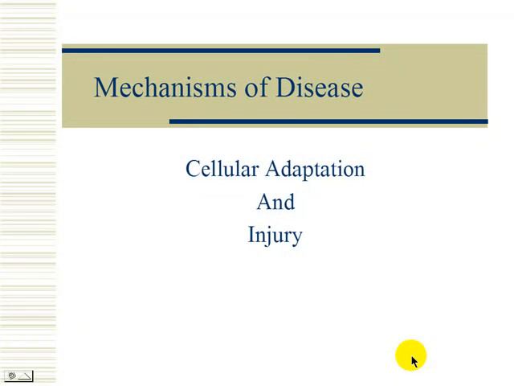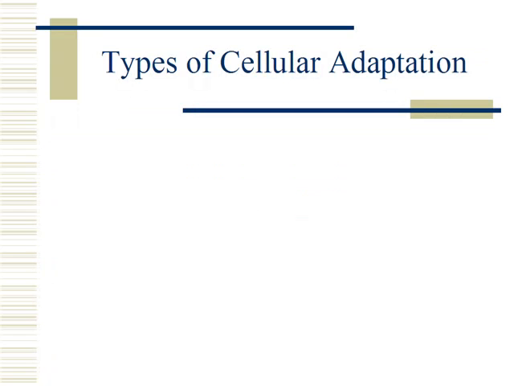Mechanisms of disease. Cellular adaptation and injury. Cellular adaptation is common in both disease and in normal states. The function of the cell may become enhanced or change while undergoing an adaptive response. There are different types of cellular adaptation.